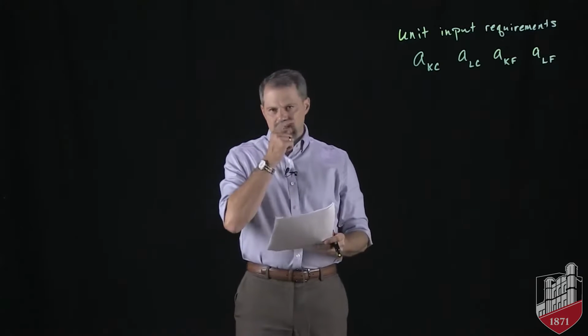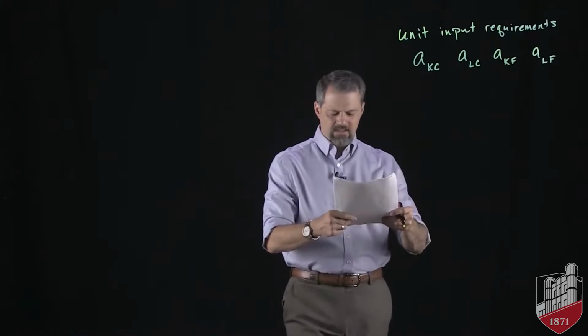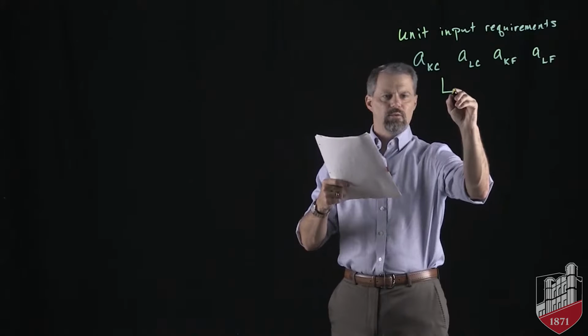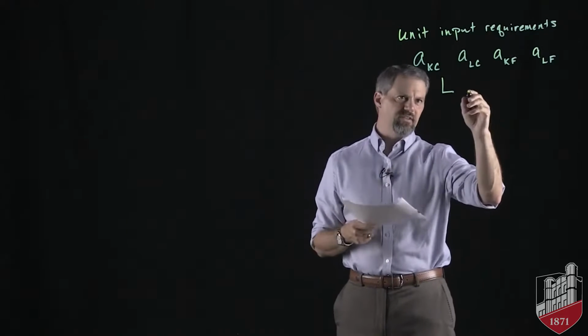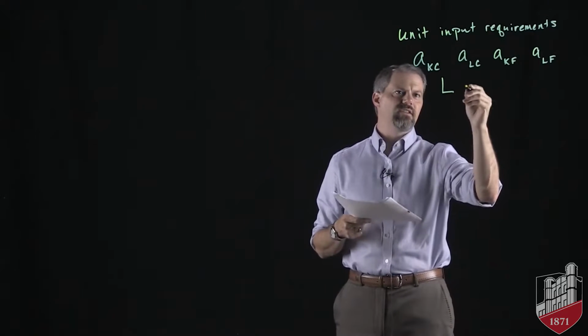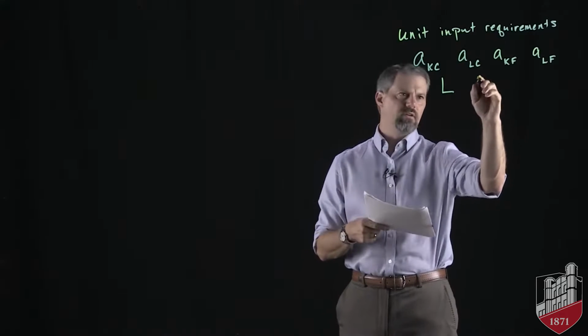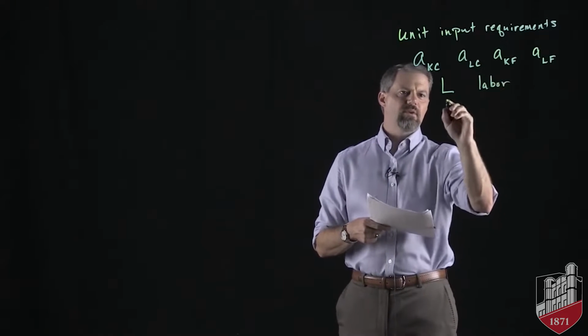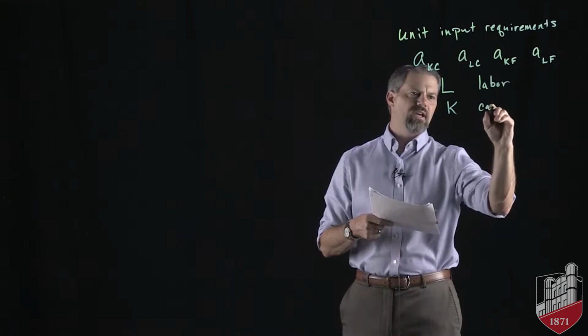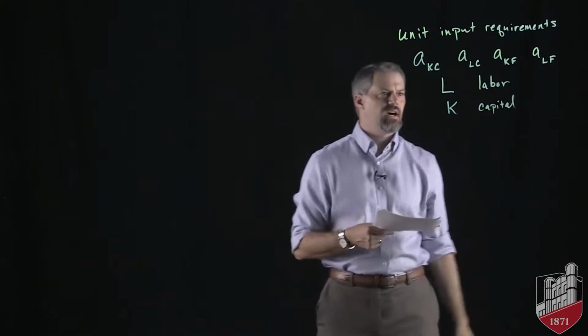Now here's going to be the interesting thing. Let's identify a couple more things before we move on. So L we're obviously going to think of as designating the total amount of labor. And then we'll use capital K to designate the total amount of capital that the economy has to work with.